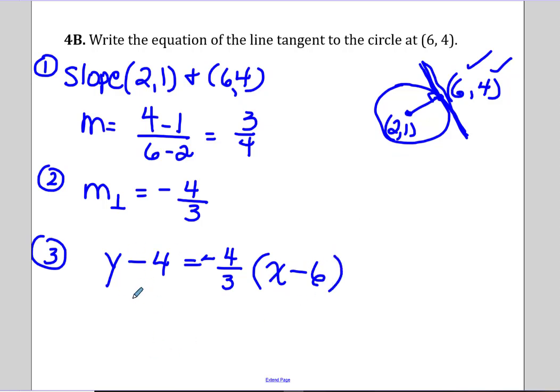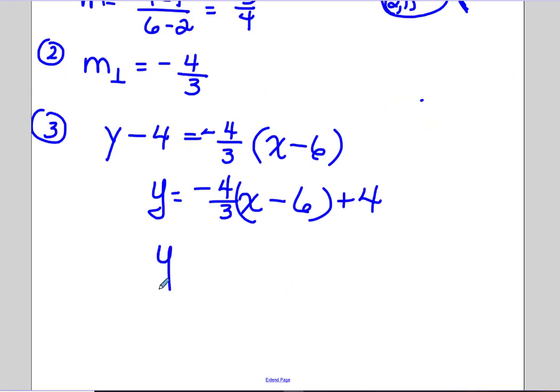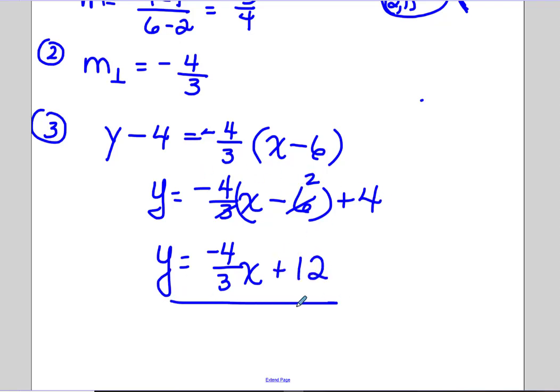Now you can stop there, or you can distribute the -4/3, and add the 4 to the other side. And if you wanted slope-intercept form, -4/3 x, and 3 goes into 6 2 times, 4 times 2 is 8, that would be plus 8 plus 4. So you could go on from there. So any one of these 3 forms would be appropriate answers for the equation of the tangent line through the point (6, 4).